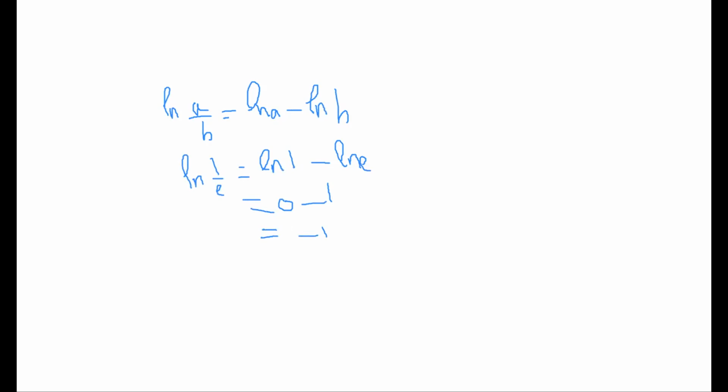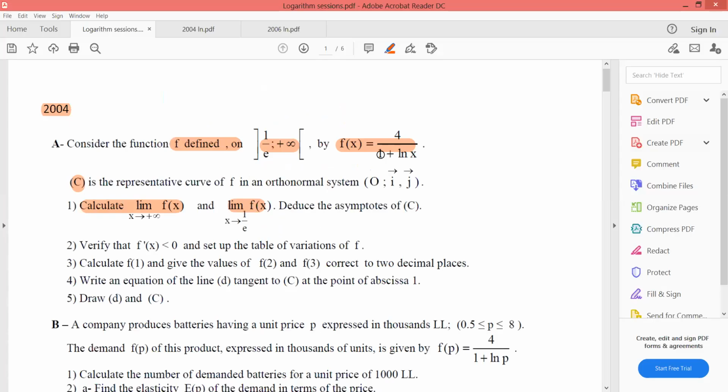Then the limit, so ln 1 over e is minus 1. Then 4 over 1 minus 1. We get 4 over 0 plus. Number over 0 plus is plus infinity.